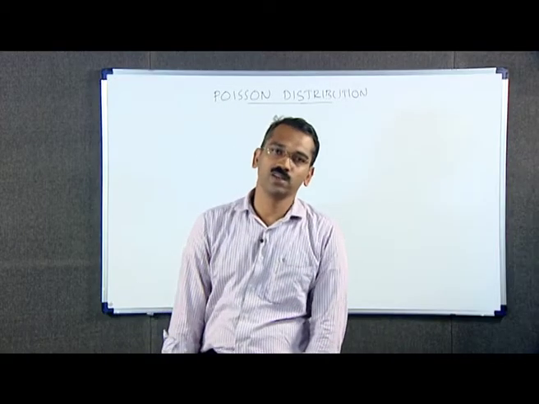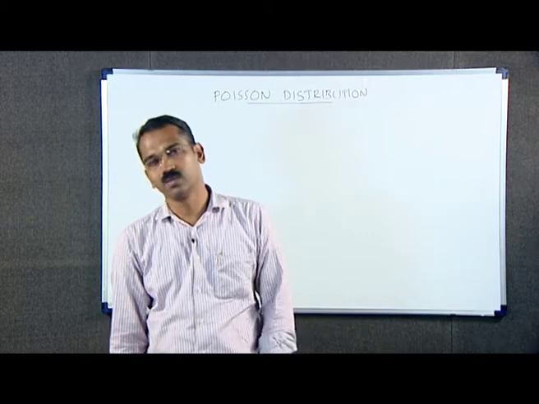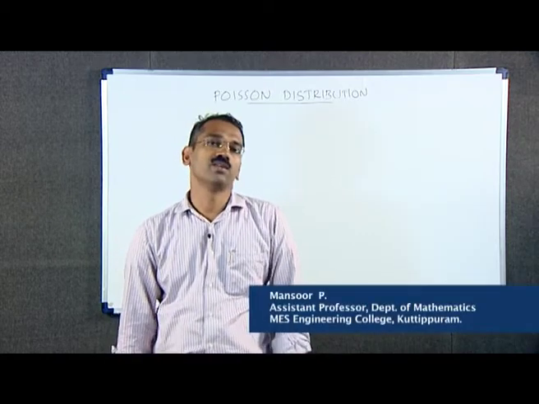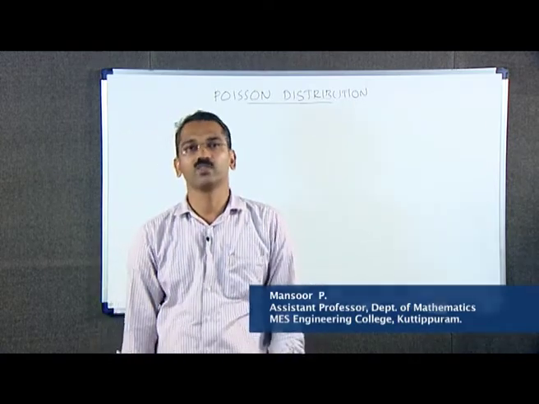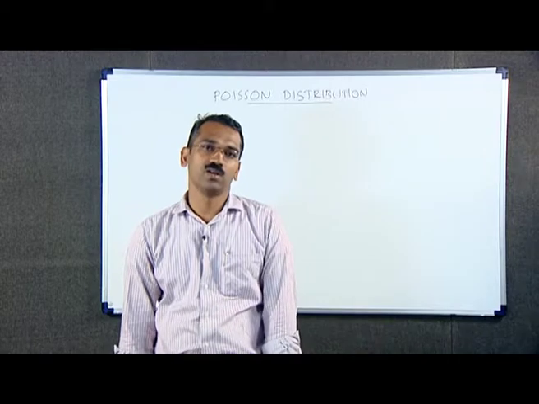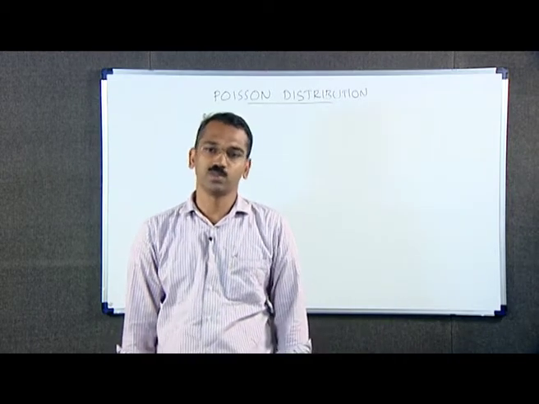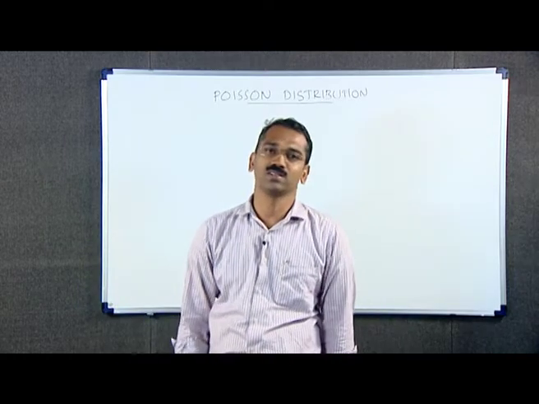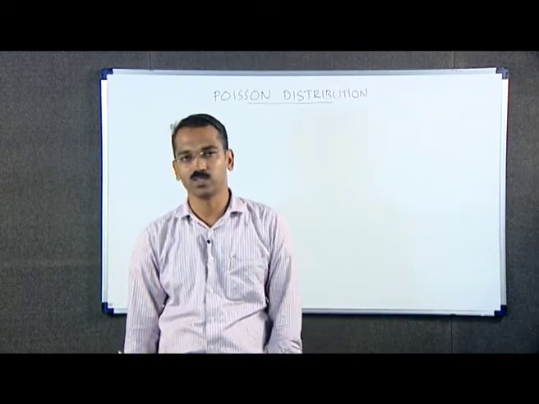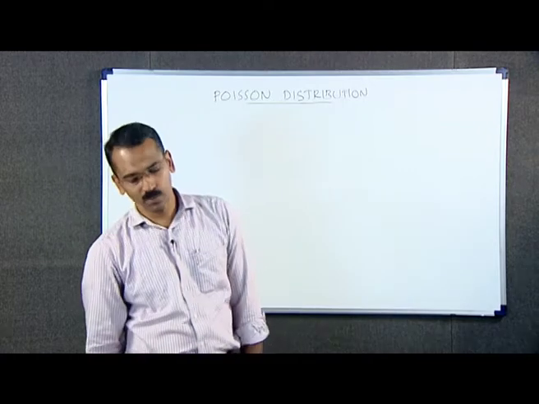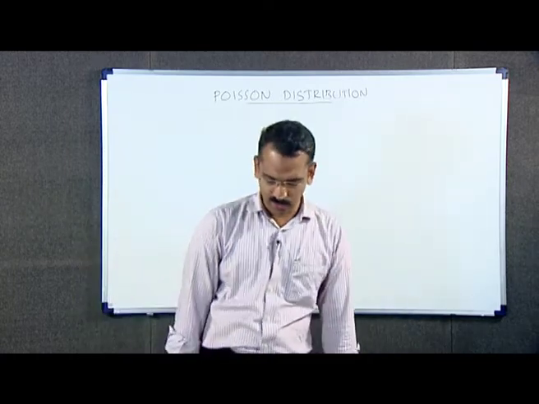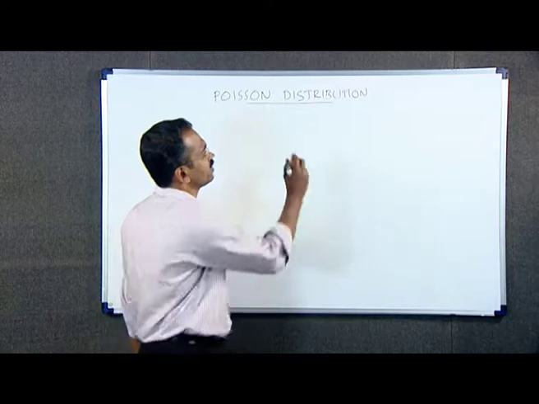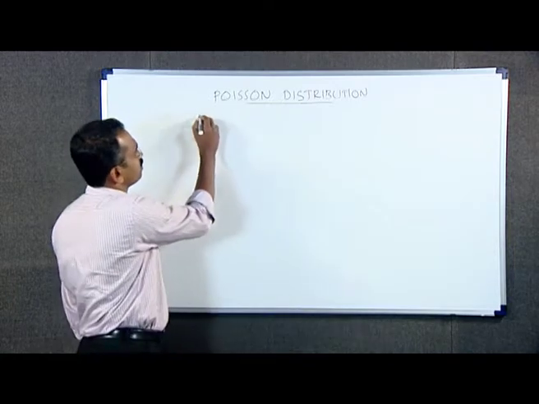Welcome back to the session on Poisson distribution. In the previous session, we defined the Poisson distribution, the mean of the Poisson distribution, the variance of the distribution and the MGF of the Poisson distribution. Now, in this session, we shall discuss some properties of the Poisson distribution. The first property is the additive property or reproductive property of the Poisson distribution.